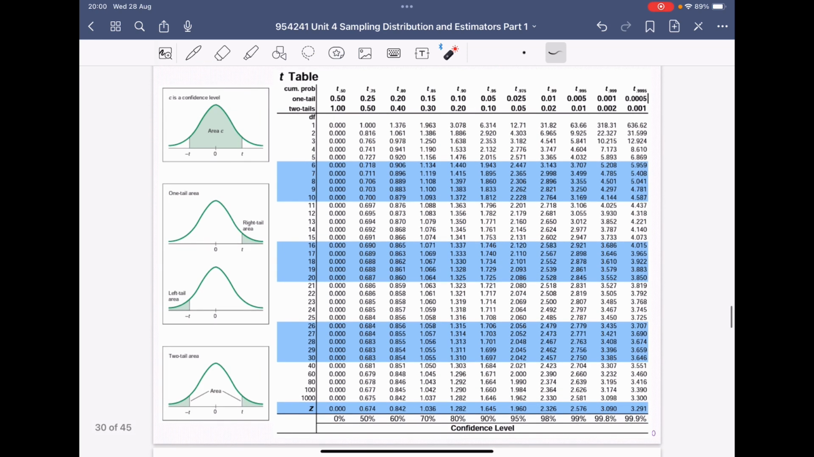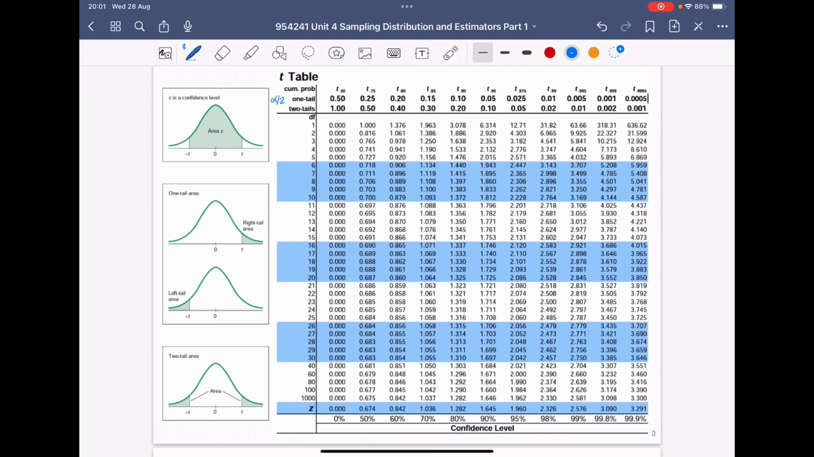With the confidence level, for example a confidence level of 90, look at the degrees of freedom. If the degrees of freedom is 1, then the t value is 6.314. This is the t table, the t value, not c, sorry.